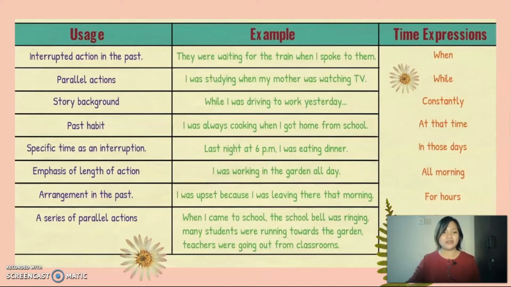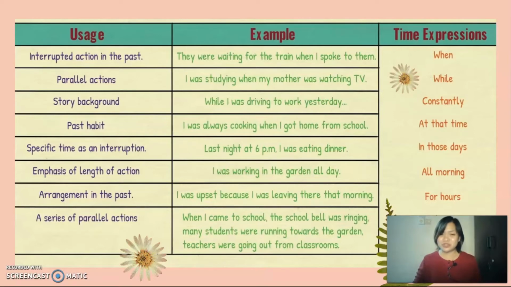Okay? Emphasis of length of action. I was working in the garden all day. I was working means that you want to emphasize for how many hours you were working in the garden. All day. Arrangement in the past. For example, I was upset because I was leaving there that morning. Alright? A series of parallel actions, which is similar to parallel actions.